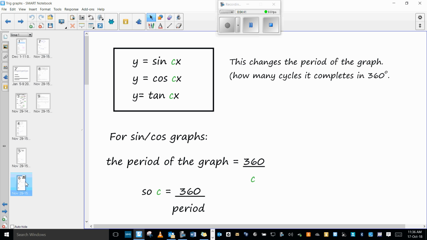I wouldn't stress too much about doing lots and lots of work on these. I think it's more going to be recognizing features of it rather than learning lots of intricate information about the sine, cos, and tan graphs.